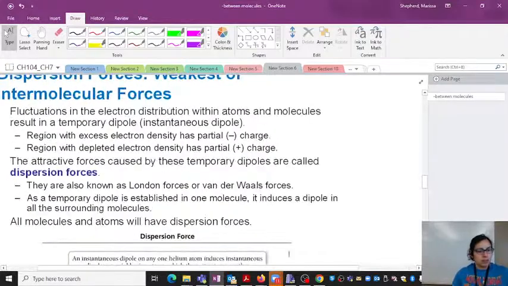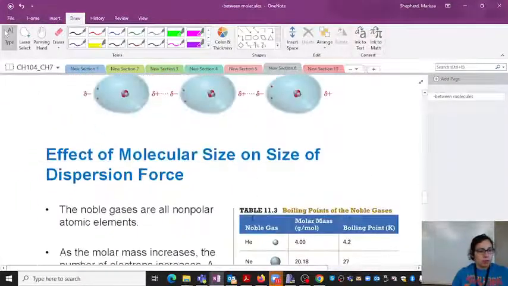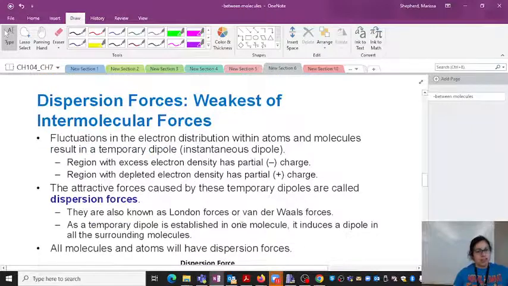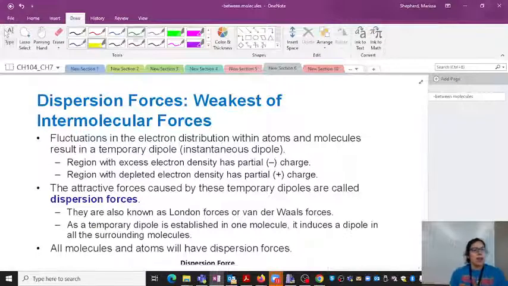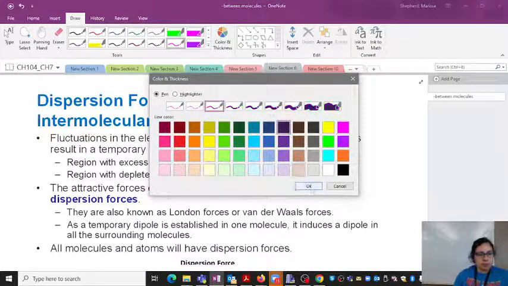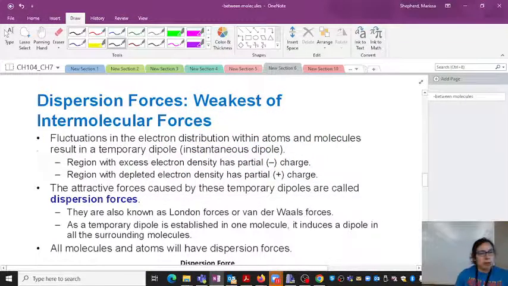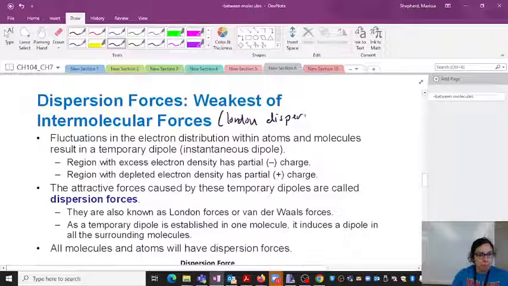So let's start with dispersion forces. These are the weakest, and you may also see them referred to as plain dispersion forces. Sometimes you see their full name, London dispersion forces, or another name for them is van der Waals.